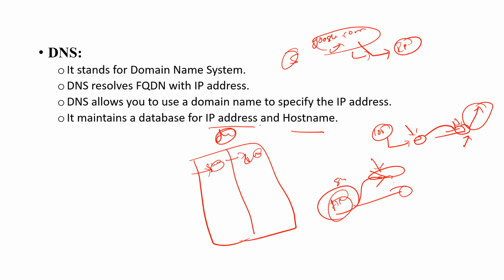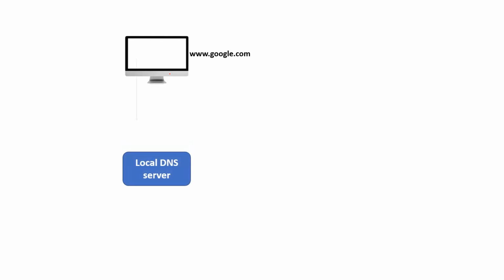If you are trying to access any website, let's see how we get the IP address. Suppose you are trying to access google.com, right? How do you get the destination IP address? Google.com is the host name, but our computer doesn't know the IP address, right? So let's see how you will be able to get it. This is the computer, and you are trying to access google.com. First it checks the local DNS server.